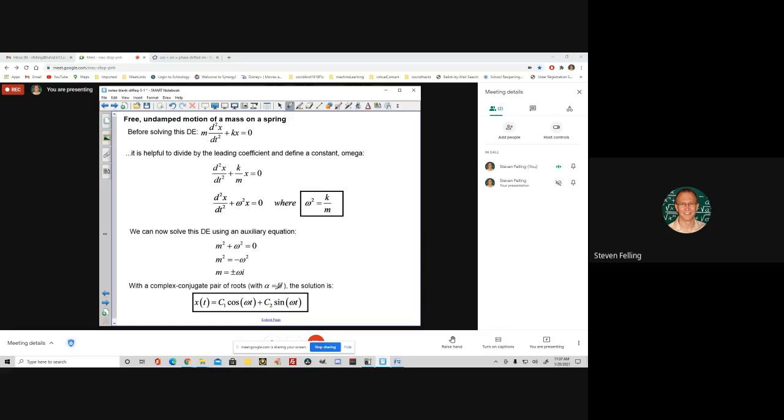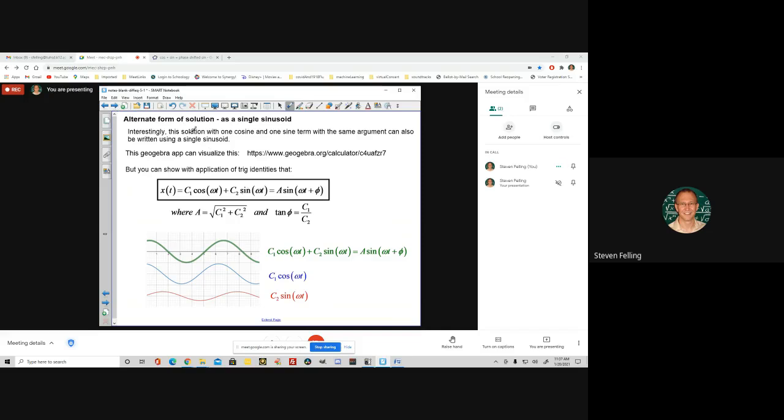So alpha is 0, and that means that our solution is x as a function of t, displacement of the spring as a function of t downward, is equal to some constant times the cosine of omega t plus some constant times the sine of omega t. Okay, so this is the solution to this differential equation here, which represents the mass on a spring when it's just hanging down and then subject to some initial displacement.